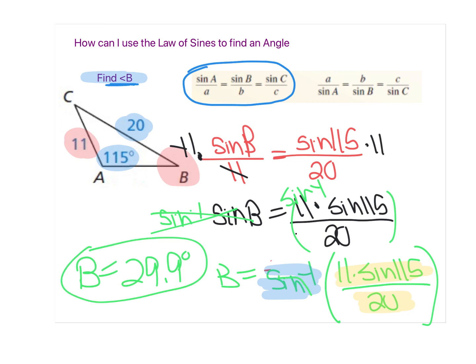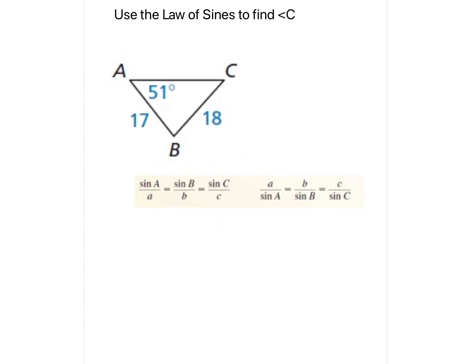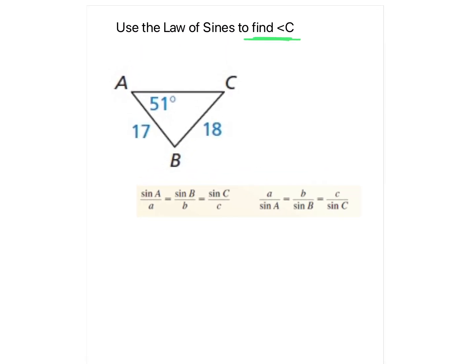Okay, let's try one more. This time, again, it wants us to find angle C. If we're finding an angle, we are going to use these ratios. So I have angle C, which is what I'm looking for, and the side opposite of it, which is 17. And then I have a 51-degree angle and the side opposite of it, which is 18.